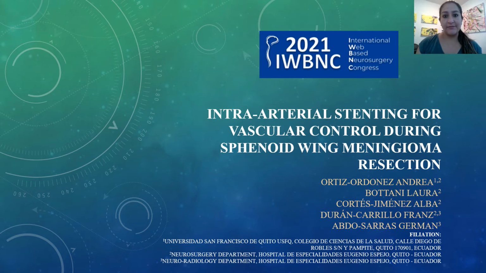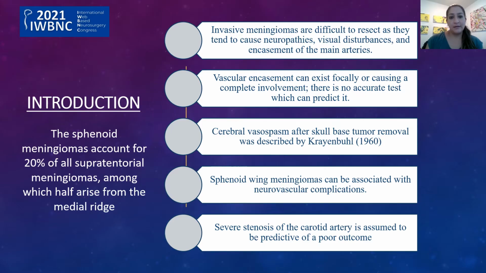Intra-arterial stenting for vascular control during sphenoid wing meningioma resection. Invasive meningiomas are difficult to resect as they tend to cause neuropathies, visual disturbances, and encasement of the main arteries. There is no accurate test which can predict vascular invasion.